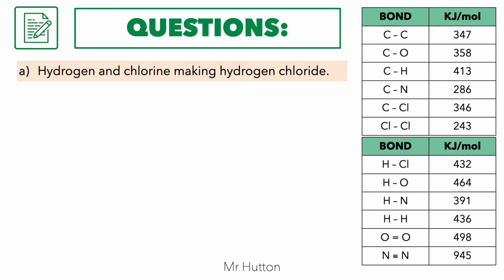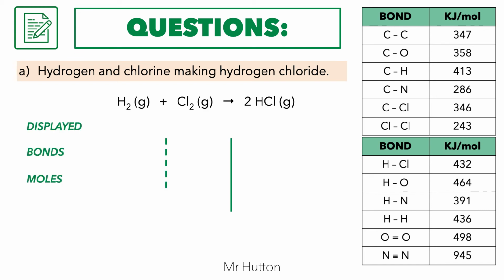Alright, so the hydrogen and chlorine to make hydrogen chloride. Hopefully you remembered that hydrogen and chlorine are diatomic, okay, they go around in pairs. So your balanced symbol equation should be H2 plus Cl2 gives you 2HCl. We then need to draw out what our bonds look like. So we've got just a hydrogen-hydrogen bond, a chlorine-chlorine bond, and a hydrogen-chlorine bond in the products.